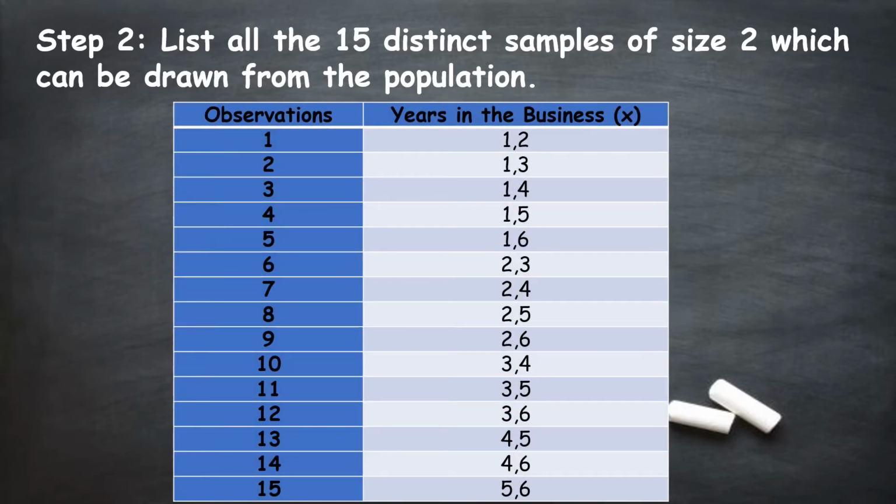So in this table, you can see that if we will get a sample of 2 from the given population, the possible combinations are 1, 2; 1, 3; 1, 4; 1, 5; 1, 6; 2, 3; 2, 4; 2, 5; 2, 6; 3, 4; 3, 5; 3, 6; 4, 5; 4, 6; and 5, 6.